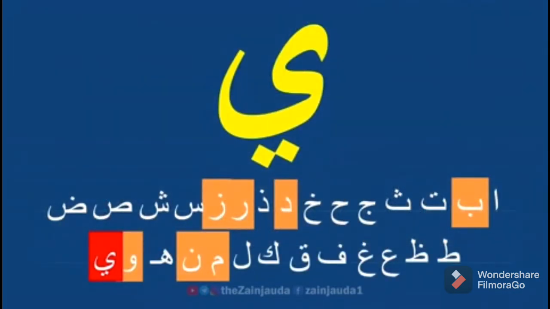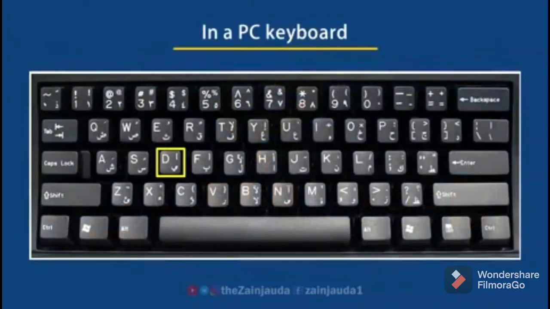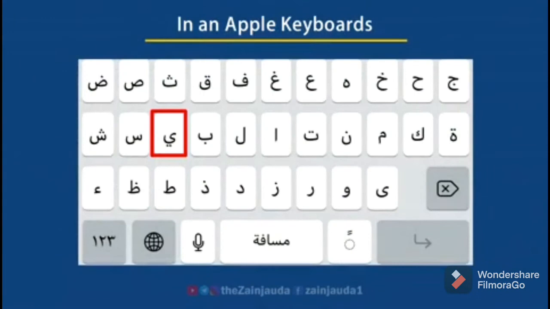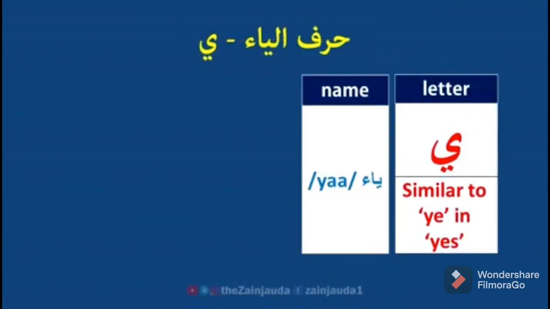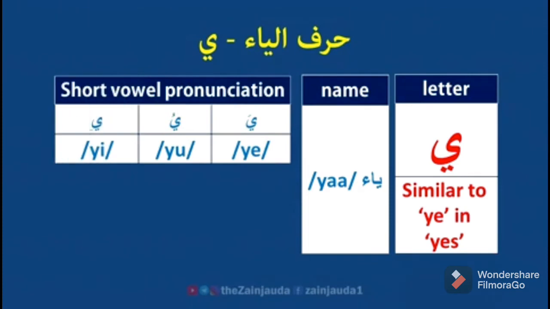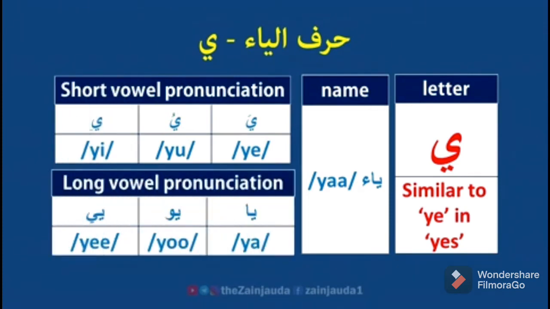The last letter for today is ya. Ya is the 28th and last letter in the Arabic alphabet. In a keyboard, ya is found with D. In an Apple keypad, ya is in the second row, and it is in the same position in an Android. Ya is similar to the ye of yes, and with the harakat it becomes ye, you, yi. And with long vowels it becomes ya, you, yi.